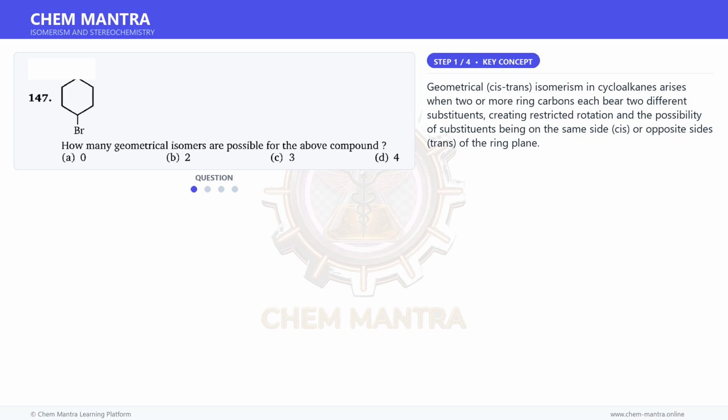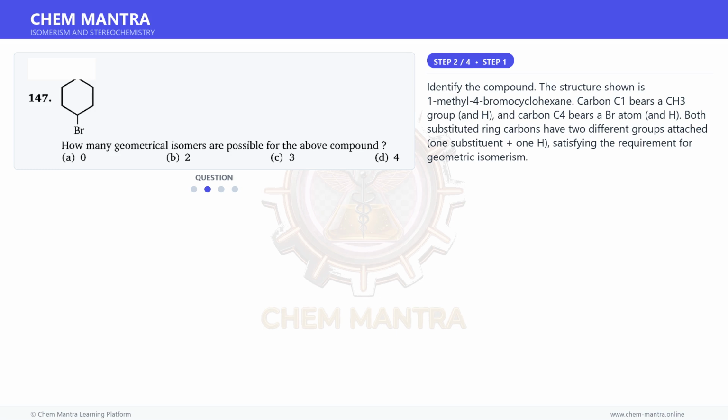Geometrical, cis-trans, isomerism in cycloalkanes arises when two or more ring carbons each bear two different substituents, creating restricted rotation and the possibility of substituents being on the same side, cis, or opposite sides, trans, of the ring plane.